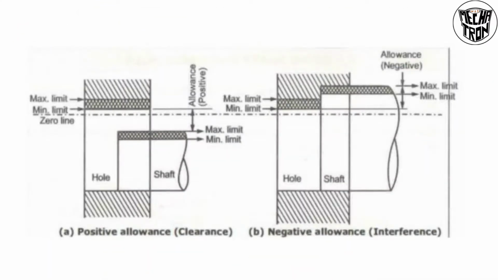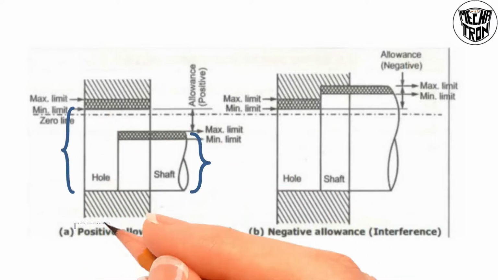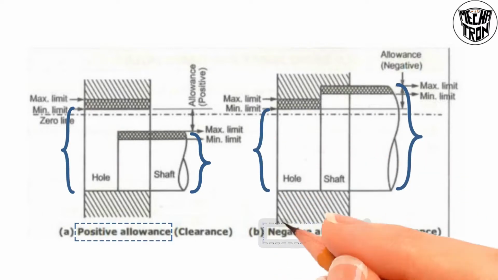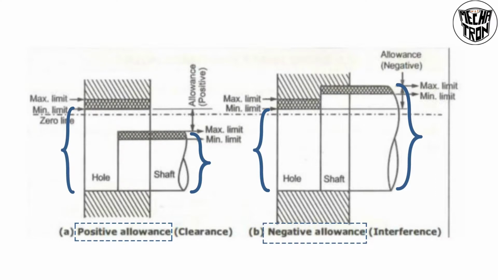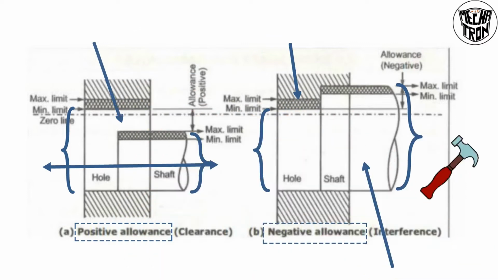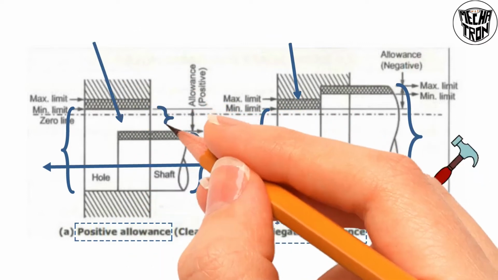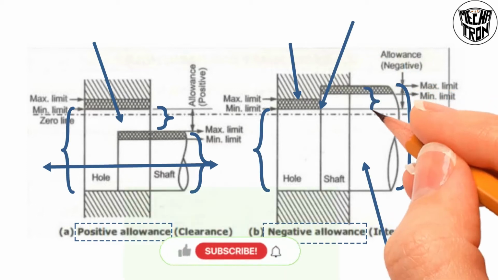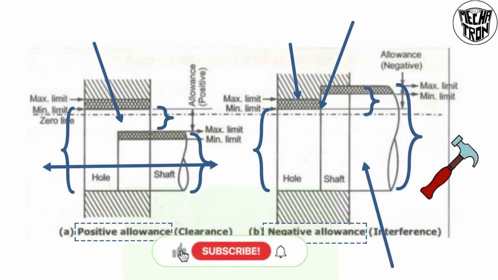So finally, if shaft diameter is smaller than hole, then it is positive allowance, and if shaft diameter is larger than hole, then it is negative allowance. Here you see, in positive allowance the shaft is freely moved inside the hole, but in negative allowance we need to use some tools such as a hammer to insert this shaft inside that hole. And here you see there is a small gap provided in between this shaft and the hole, and this gap is called positive allowance. And here there is a small distance in between this shaft and the hole, so this distance is called negative allowance. So this is the basics in allowance.